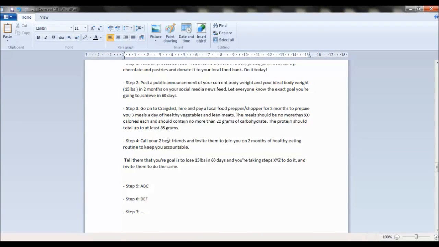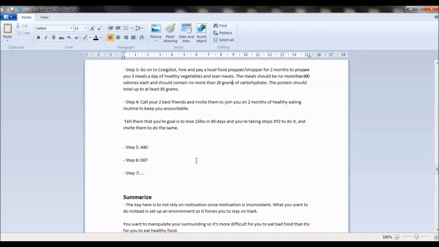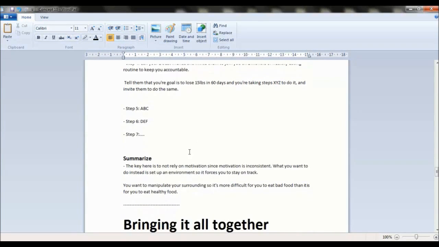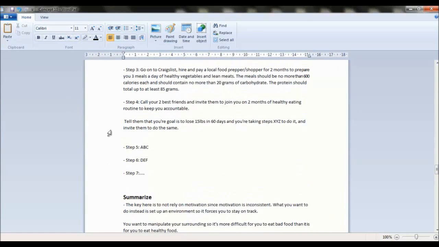So step 4, you want to call your 2 best friends and invite them to join you on this 2 months of healthy eating routine to keep you accountable. Much more likely for you to stay on track if you have people watching over you to make sure that you stay on track. So you want to tell them that your ideal goal is to lose 15 pounds in 60 days and you're taking steps XYZ to do it, and invite them to do the same. Step 5, ABC, step 6, DF, step 7, so on and so forth. But you get the point.